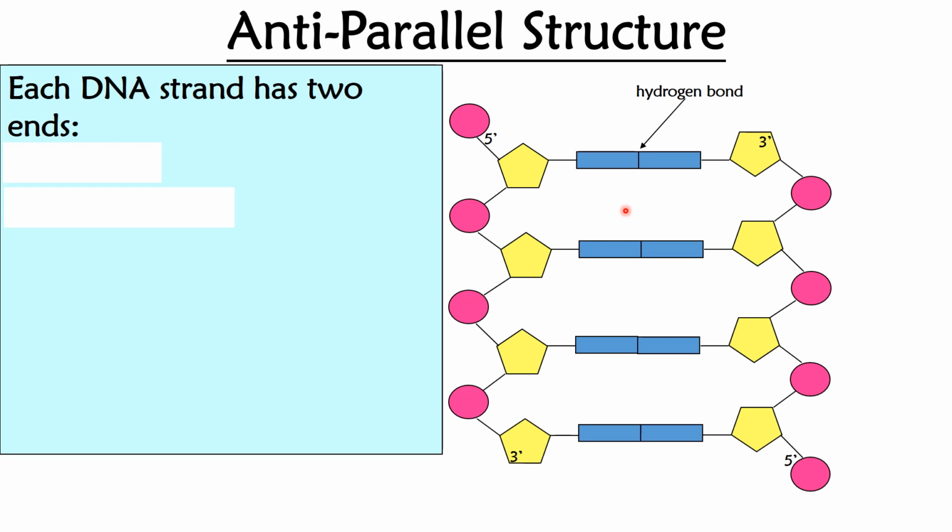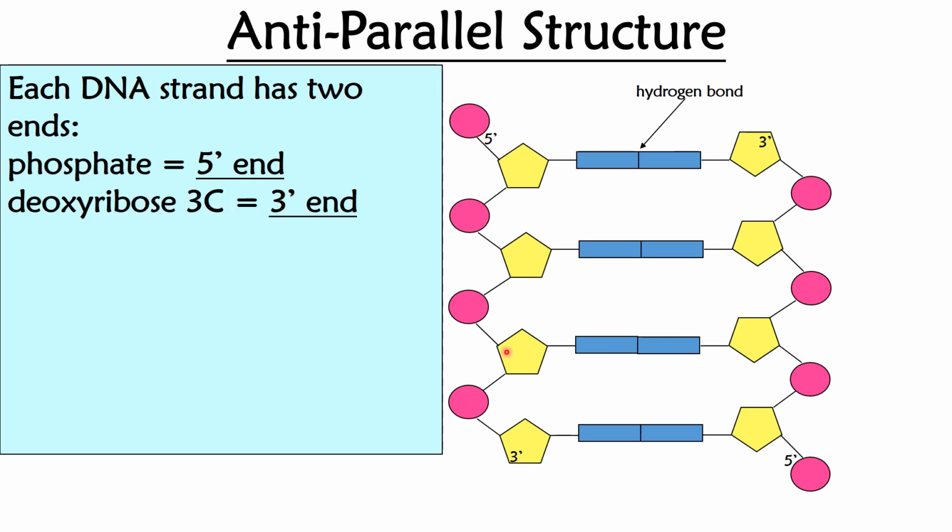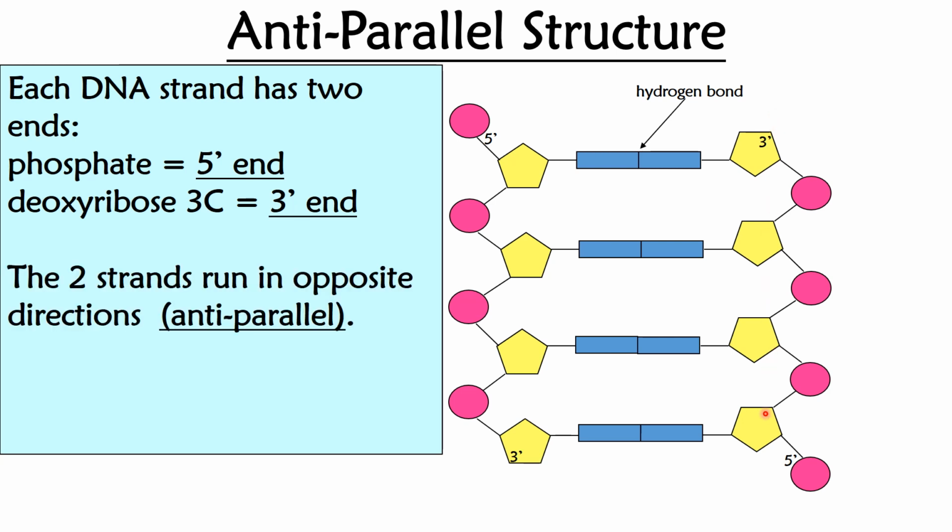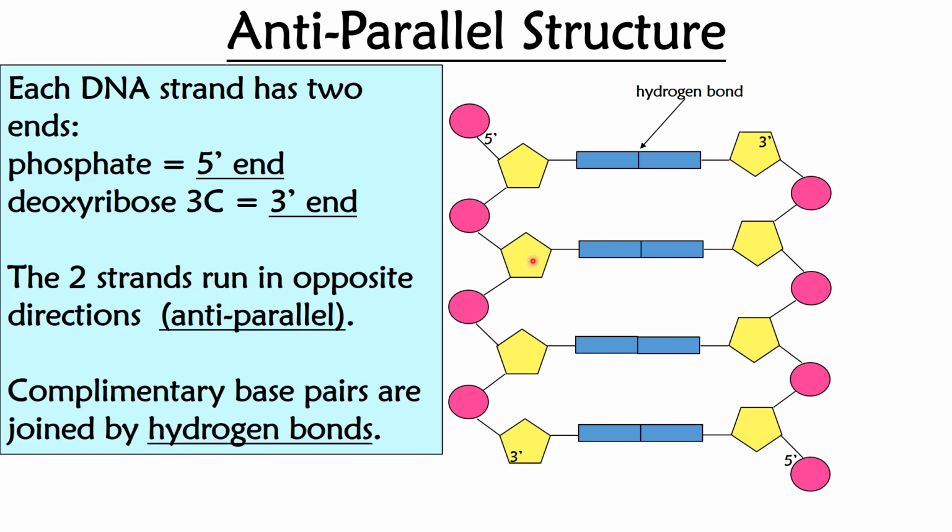Because they're arranged in this way, we talk about each DNA strand having 2 ends. When you've got the phosphate at the top, that is the 5' end, and when you've got the deoxyribose sugar at the top, that is the 3' end. So this strand is running from 5' down to 3', whereas the opposite strand is upside down, as we said before. So you've got the 3' at the top and it goes down to the 5'. Because of this, we talk about the 2 strands running as anti-parallel, so they're running in opposite directions.